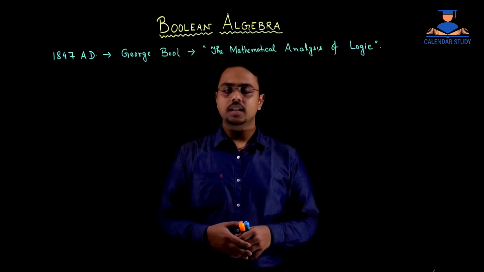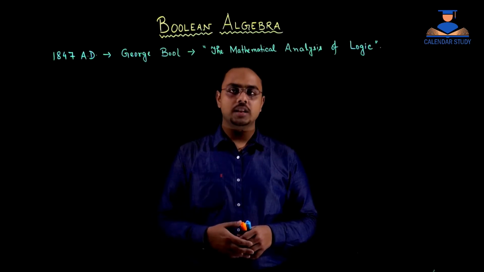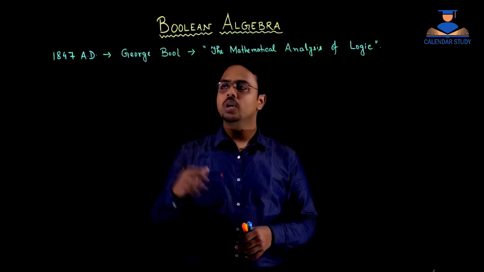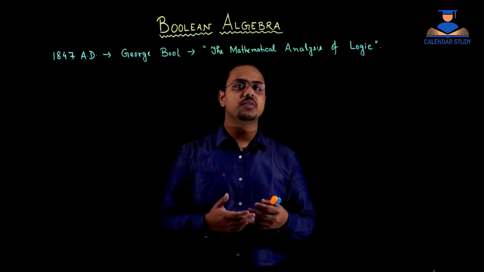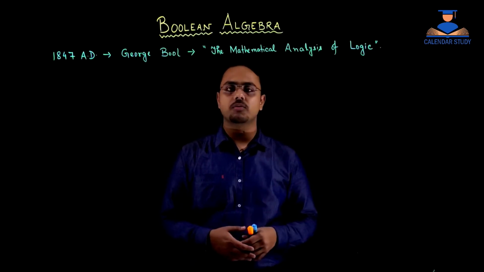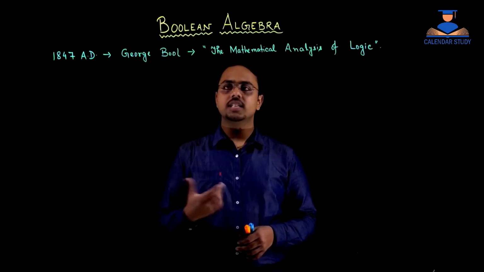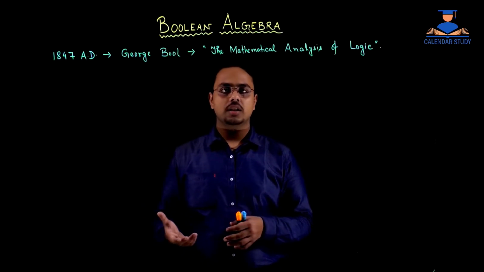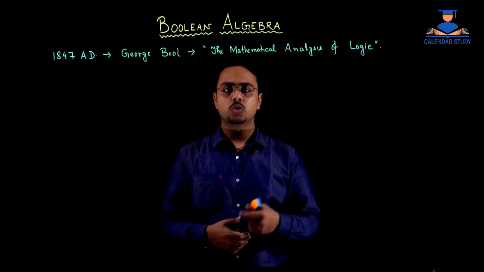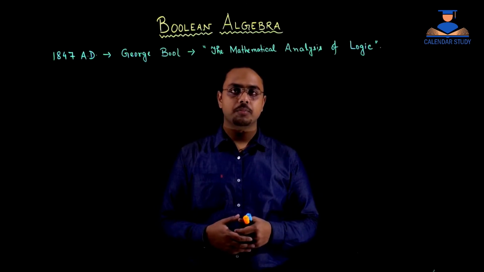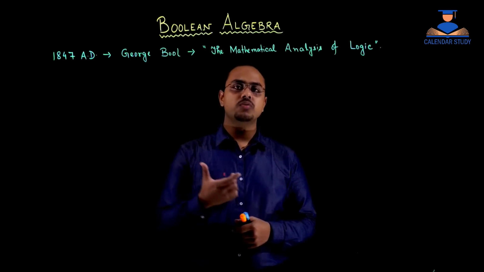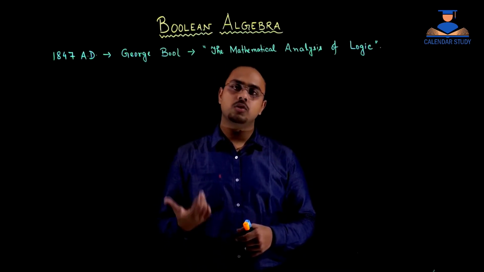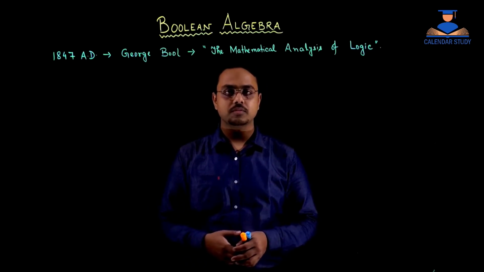so here you can see the inventor of Boolean algebra was George Boole, who in 1847 AD, in his first written book, The Mathematical Analysis of Logic, discussed that Boolean algebra is a branch of algebra which deals mainly with truth values of variables. Mainly, it deals with the truth values of statements and tells us whether a statement is true or false. Okay.